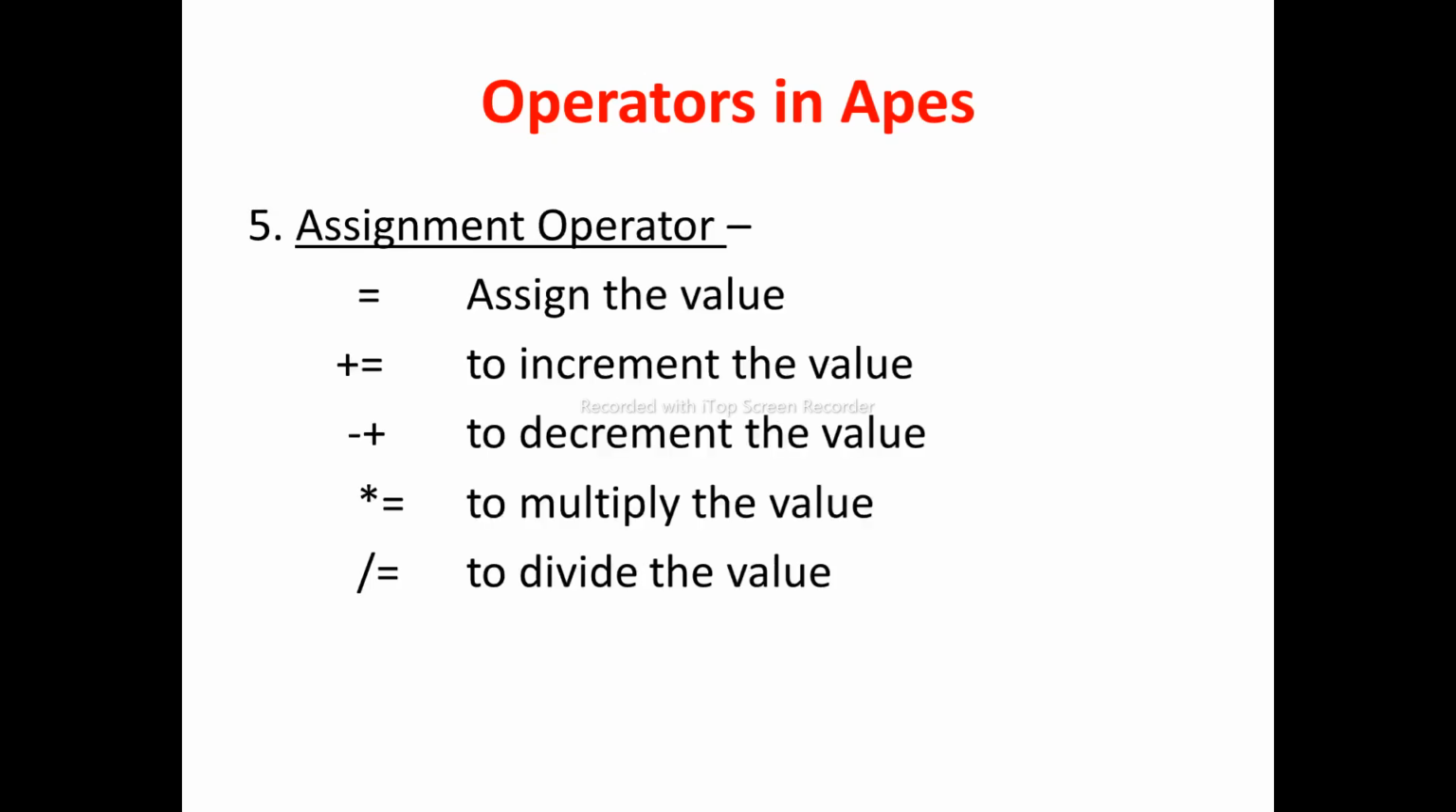Next operators are assignment operators. First operator is equal to. It is used to assign the value. Second operator is plus equal to. It is used to increment the value. Next operator is minus equal to. It is used to decrement the value. Next one is the multiplication sign equal to, to multiply the value. Next operator is the division sign equal to, to divide the value.